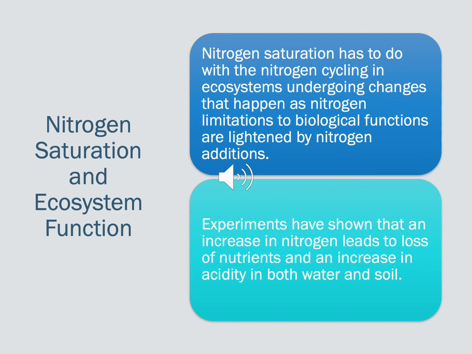Nitrogen saturation has to do with the nitrogen cycling in forest ecosystems undergoing changes that happen as nitrogen limitations to biological functions are lightened by nitrogen additions. And experiments have shown that an increase in nitrogen leads to a loss of nutrient cations and an increase in acidity in soil and water. This directly contributes to degenerating forest ecosystems in places such as California and Colorado, which are known for their national parks.